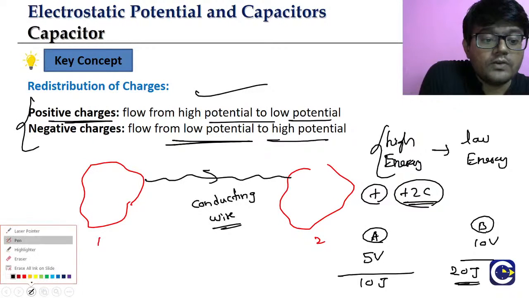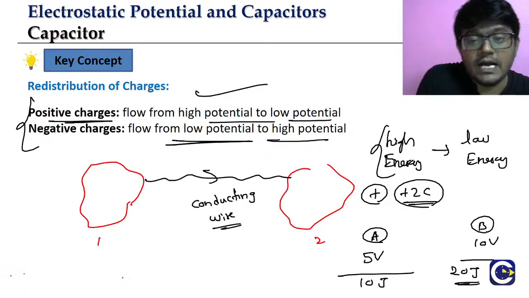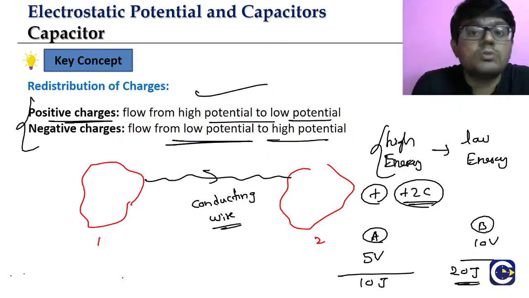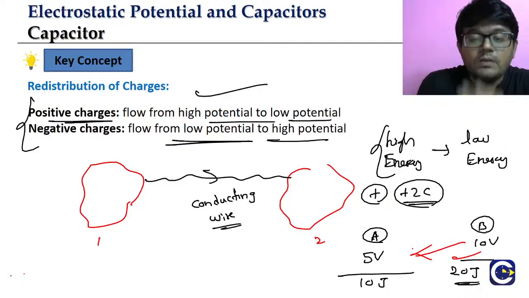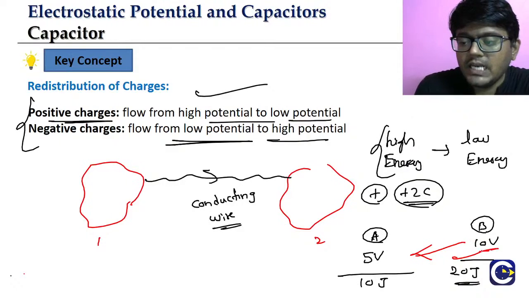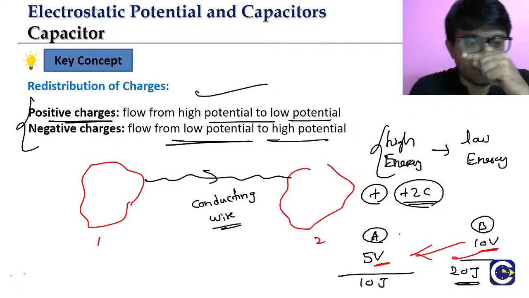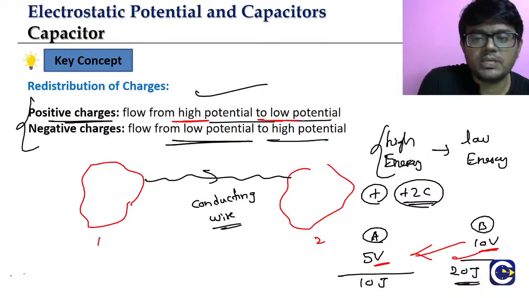It will move from a place where it has high energy to a place of low energy. Look, where is the high energy? At B there is high energy, at A lower energy. So it will move from point B to point A. So the observation we get here is that it will move from high potential to low potential. Understood? So a positive charge will move from high potential to low potential.